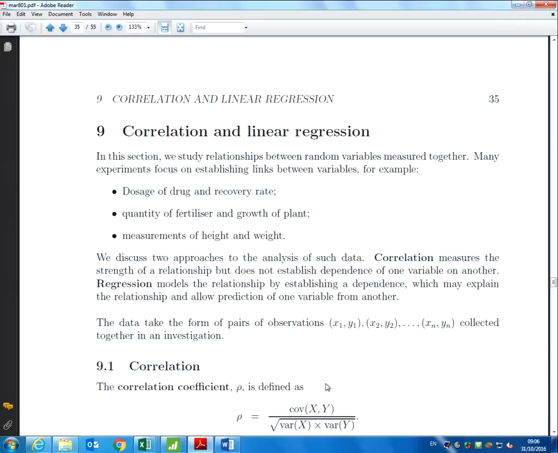Right, so this week's topic is correlation and regression. Okay, but as usual, we will just have a very brief recap of what we covered last week, okay, to consolidate the knowledge.